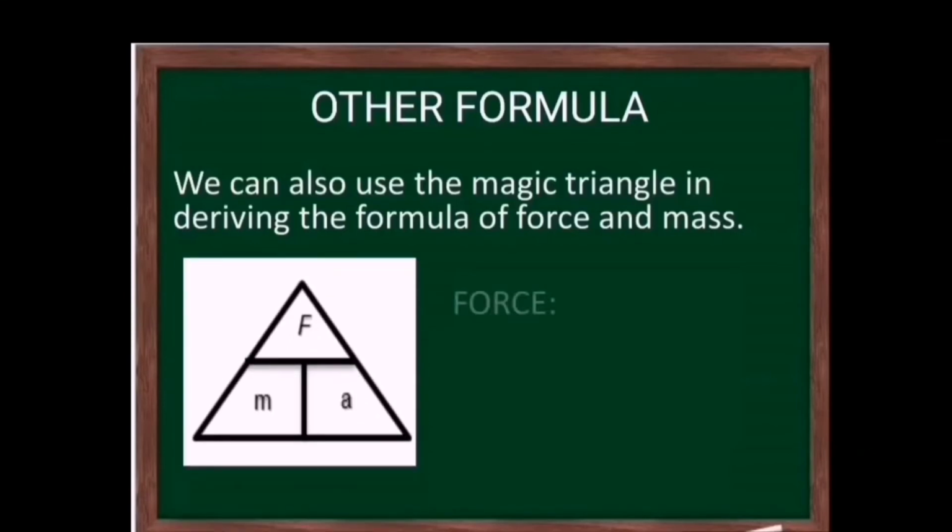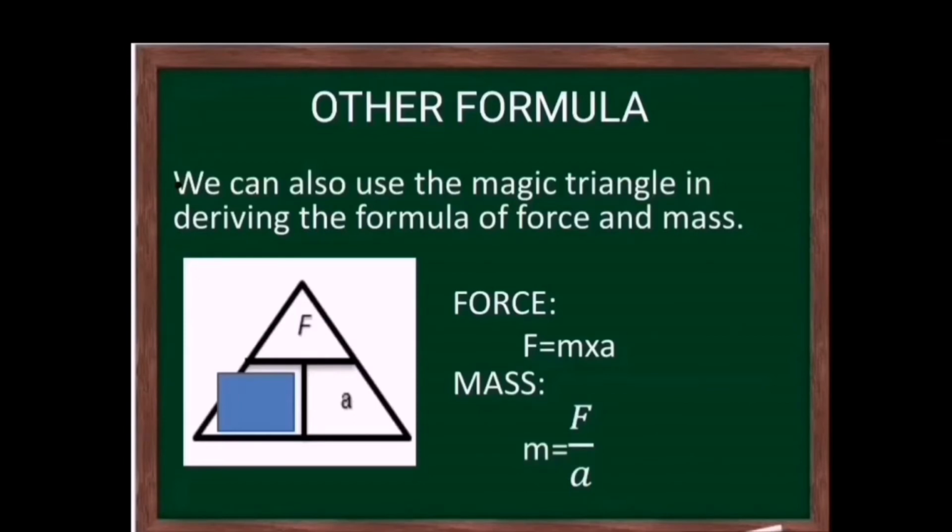So this is the magic triangle. To get the formula for the force, cover F. Since mass and acceleration are next to each other, we will use multiplication. So the formula for force is equal to mass times acceleration. To get the formula for the mass, cover letter m. Since force is above acceleration, we will use division. So the formula for mass is equal to force divided by acceleration.